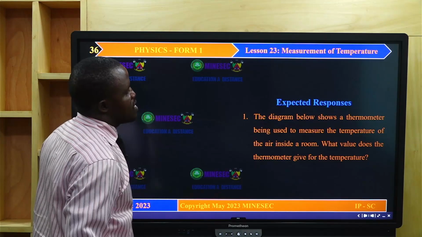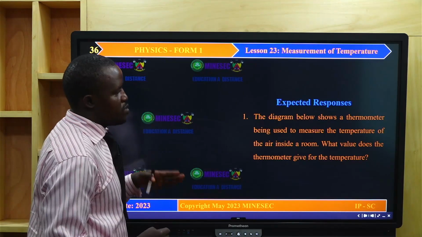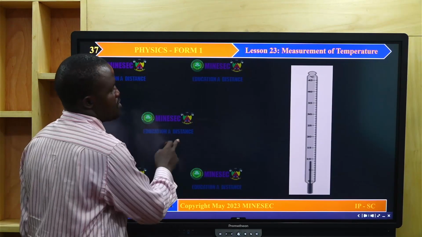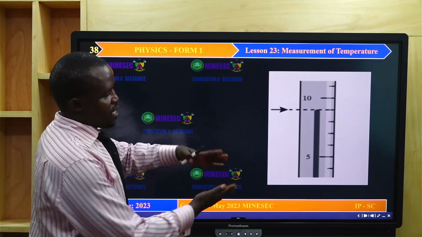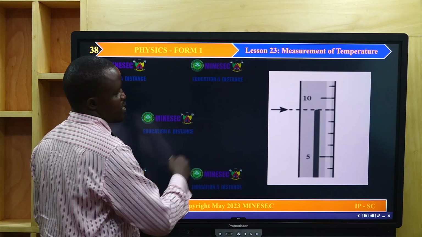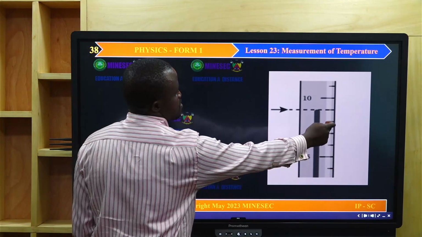So, the diagram below shows the thermometer being used to measure the temperature of a room. What value does the thermometer give for the temperature? I already pointed out to you. So, this is an exaggerated section. And that shows also just what I said. From 5, we have 6, 7, 8, 9.